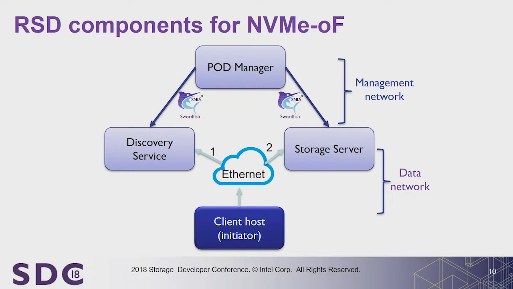Now, it will get the specific NQN that the pod manager assigned to it based on the user request. And from this moment on, the client host can do the NVMe connect command directly to the storage server, providing the network qualified name of the volume that was exclusively allocated to the specific host. So this is, in a nutshell, how this manageability portion of NVMe over Fabric works. And let me pass the mic to my colleague Mariusz, who will brief you on more details of the Swordfish implementation.